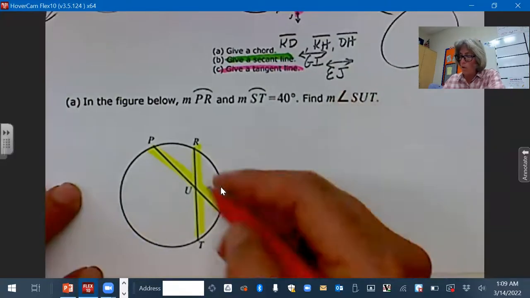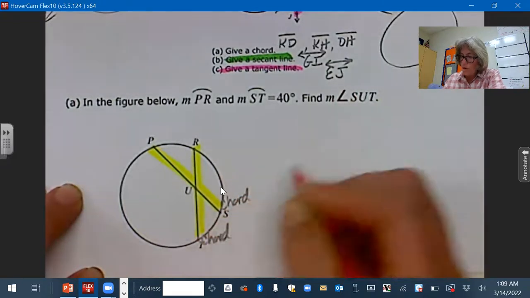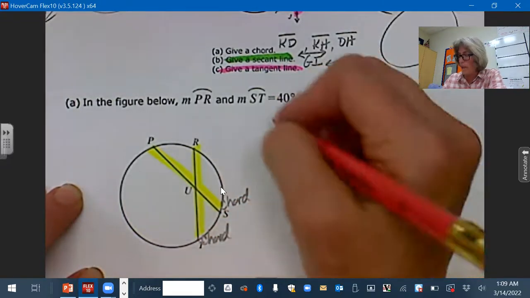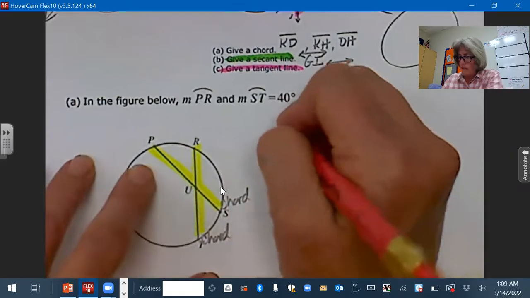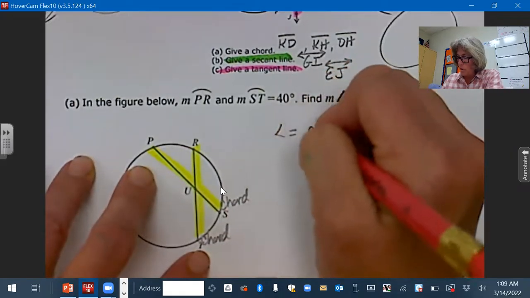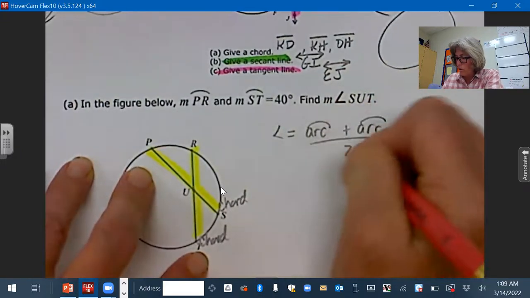We have here a chord and a chord. So it is a chord angle. You look here on your chart, a chord angle is angle equals arc plus arc over 2.